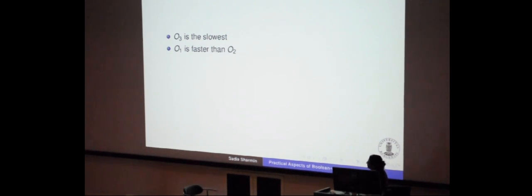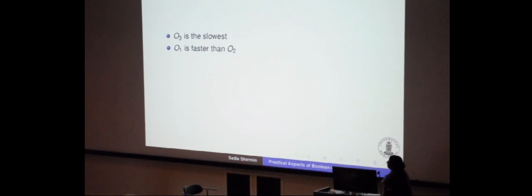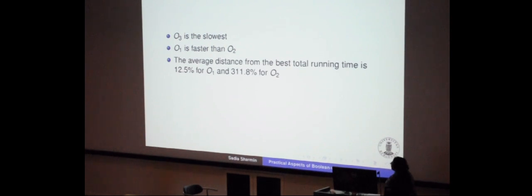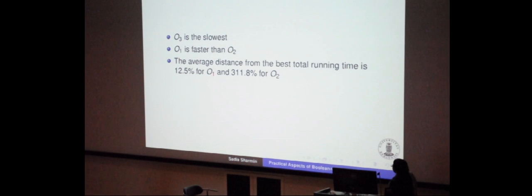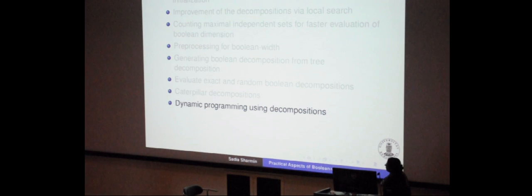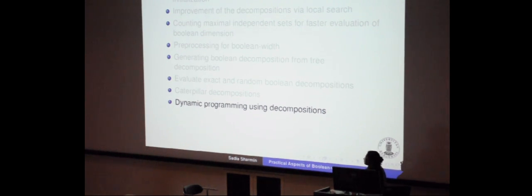And we also compare the time required. As expected, the gradient is slower, and O1 is the fastest in this case. And the average distance of the fetch time, because base total running time is 12% for O1 and 300% for O2. And then we do dynamic programming using vector calculation.